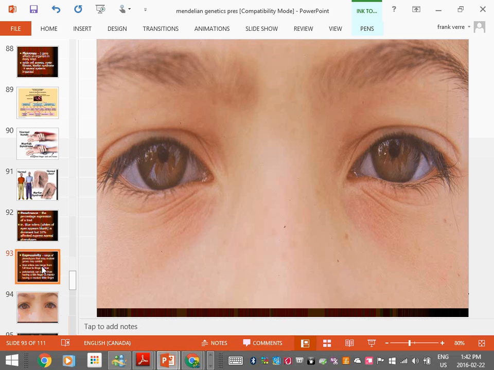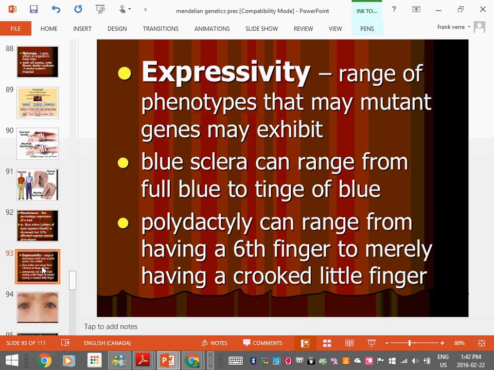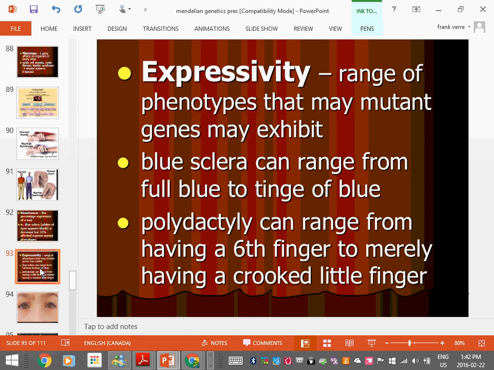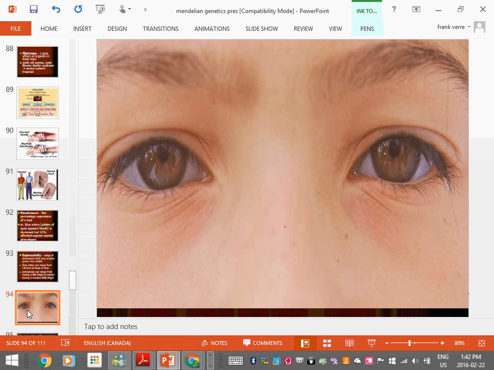Okay? Expressivity is when you have a wide range of possibilities. Now, don't confuse this with pleiotropy. Pleiotropy is one gene has a wide effect. Expressivity is you have a gene, you have an allele, but it may express itself one way, or another way, or another way. So for blue sclera, you might get really dark blue in the whites of your eye. It could be a lighter blue. It could be a very faint blue. It might not necessarily be the same for everybody.